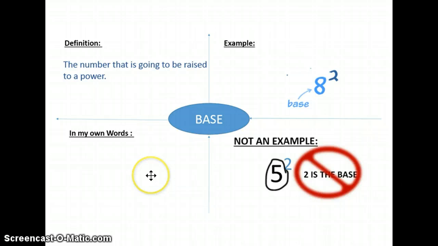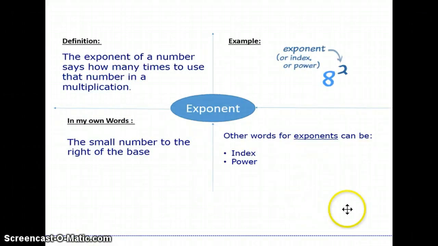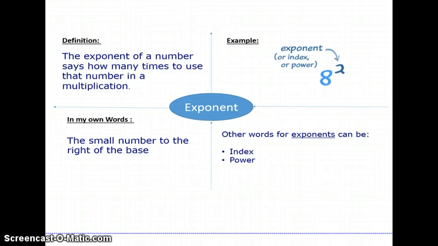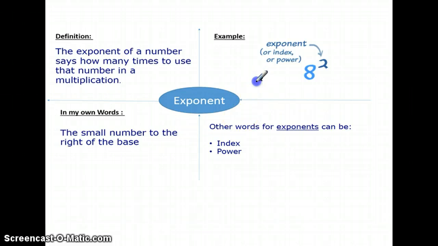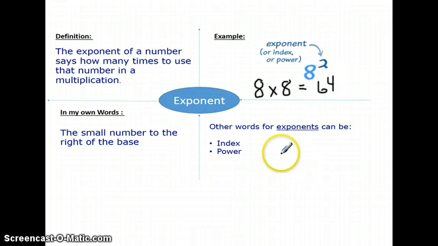In your own words, you could either draw a picture, write it in simplest forms, or come up with your own definition. Exponent. An exponent is the number of times that we're going to multiply the base by itself. So 8 to the second power would be 8, which is the base, and we're multiplying 8 by itself twice. 8 times 8, 64. Other words for exponents can be the index or the power.